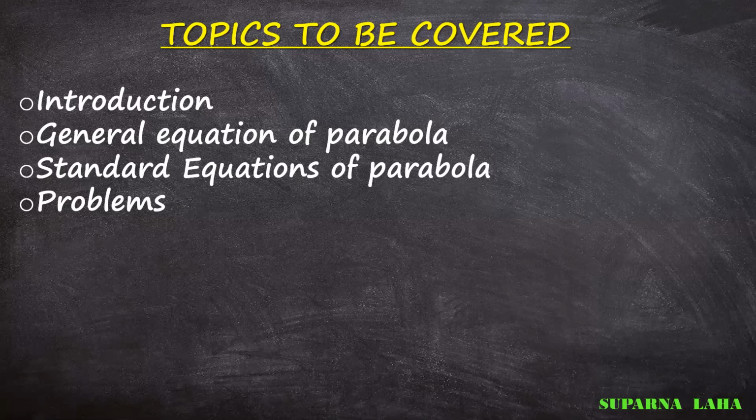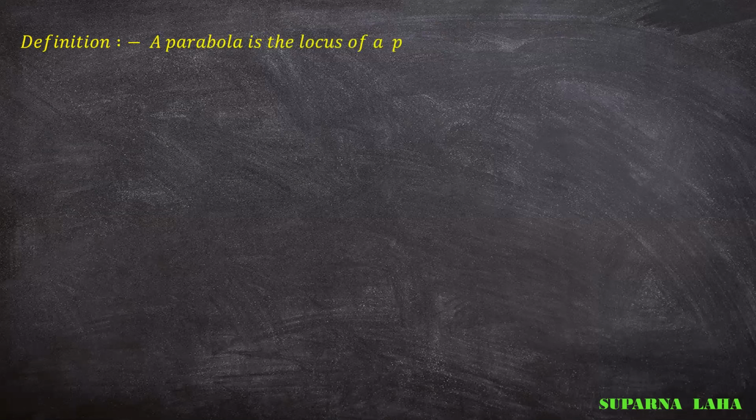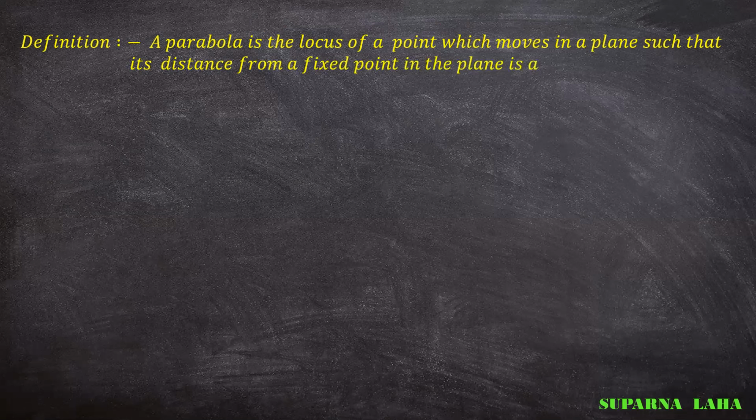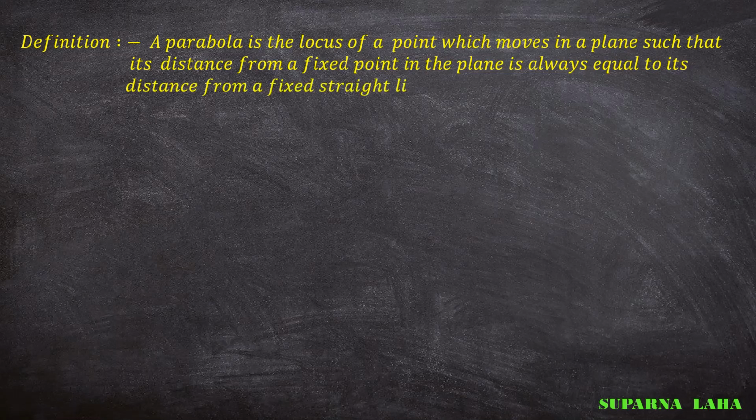So, first of all, what is the definition of the parabola? Let's talk about the definition. A parabola is the locus of a point which moves in a plane such that its distance from a fixed point, which is called the focus, is equal to its distance from a fixed line, that is the directrix, in the same plane.